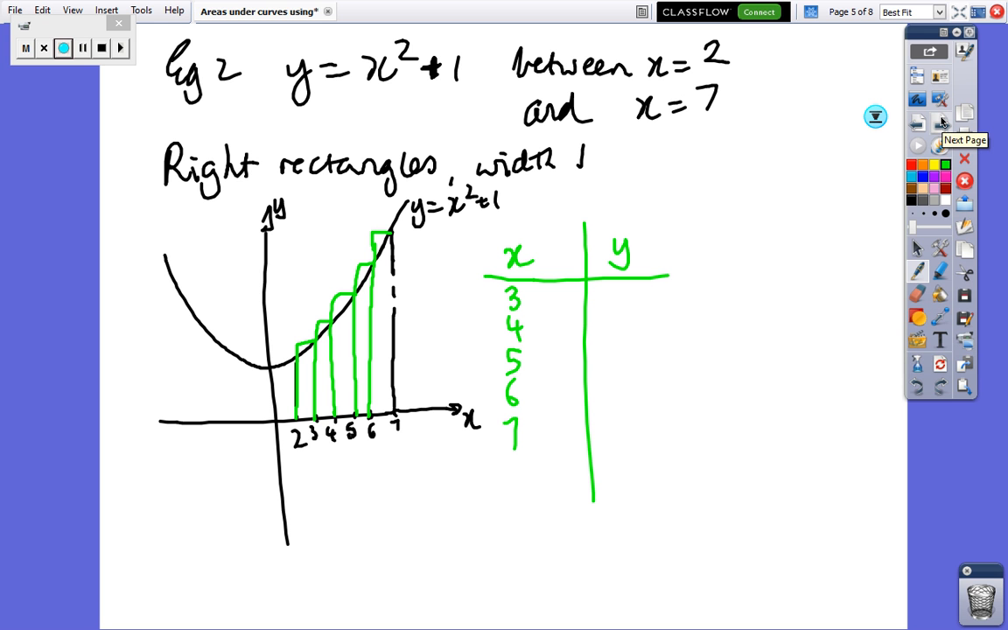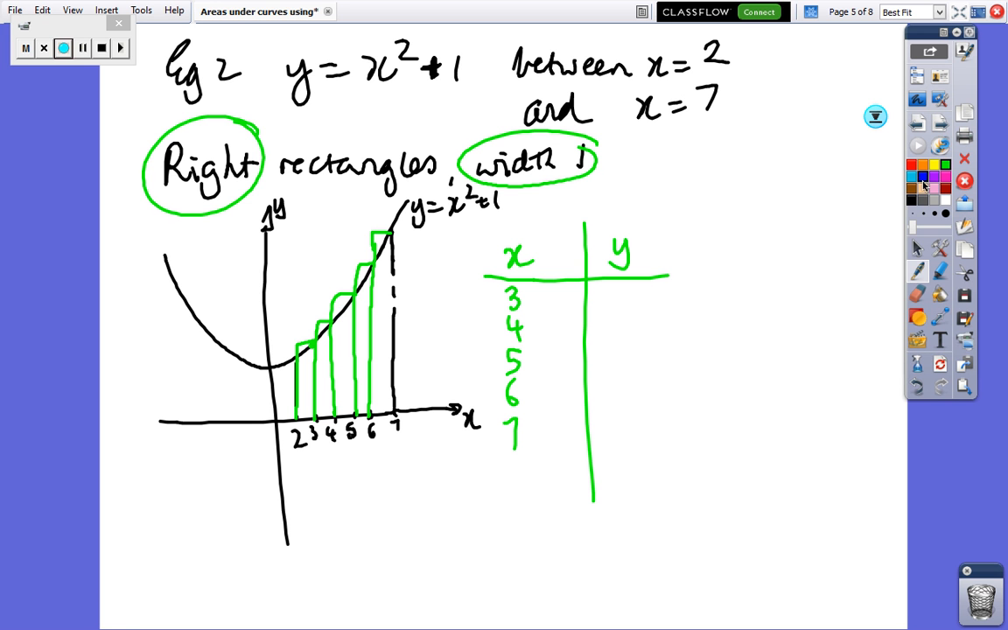Okay, so we've got another example, y equals x squared plus 1 between x equals 2 and x equals 7. This time we're going to use right rectangles with a width of 1. Okay, so I've drawn in the rectangles, and the right rectangles means we're looking at the right hand side.